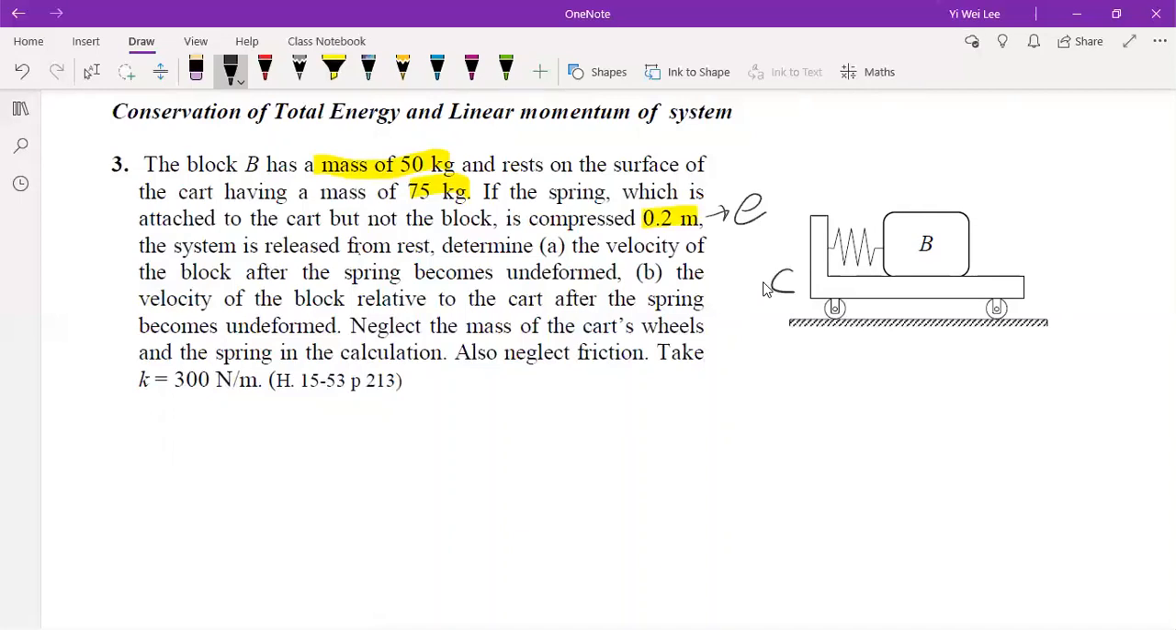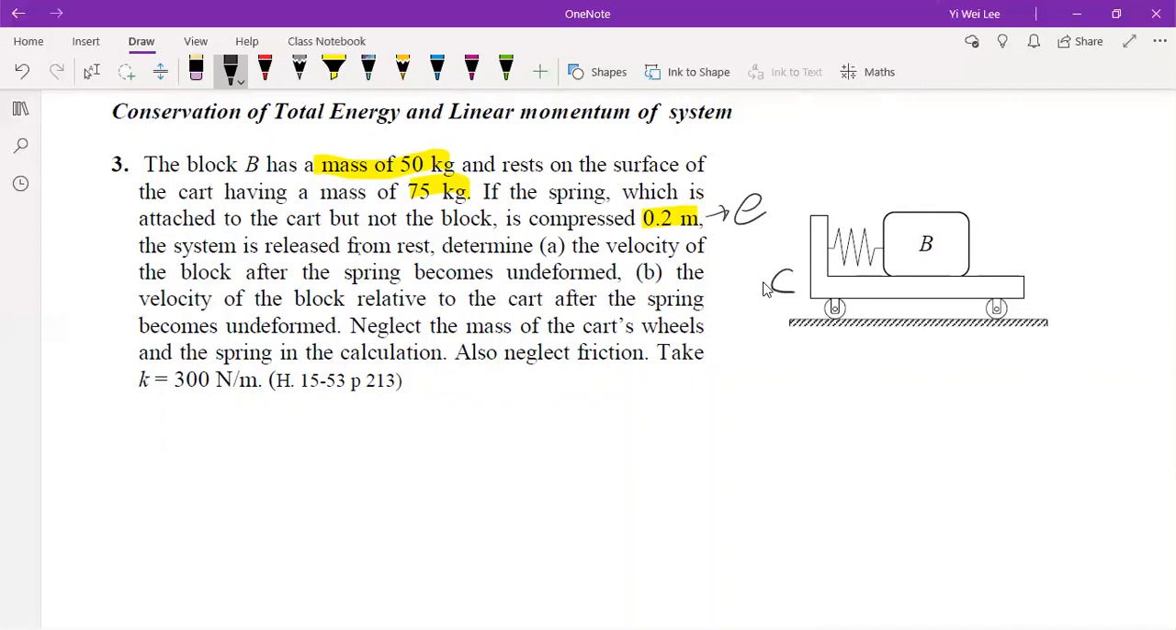Now, how do you do this question? Apparently, this is quite an interesting question. Let's dissect this question bit by bit. There is a spring. This spring was initially compressed. Now they want to find out what will be the velocity of the cart and the block after it's uncompressed.